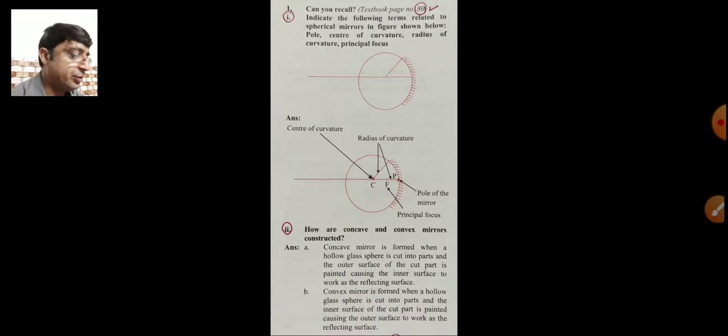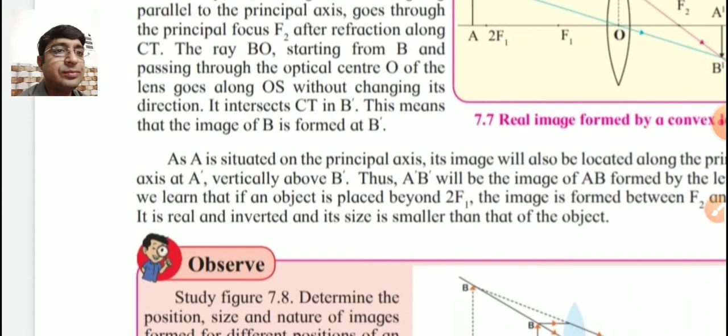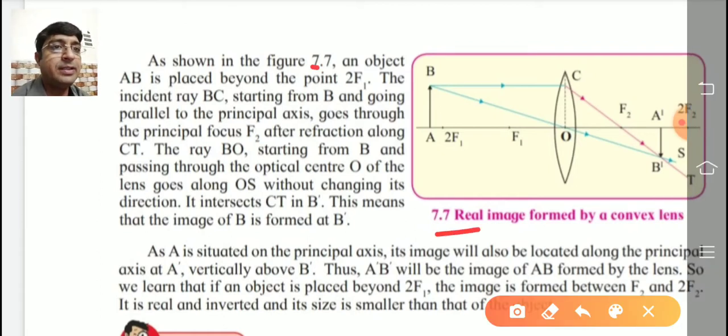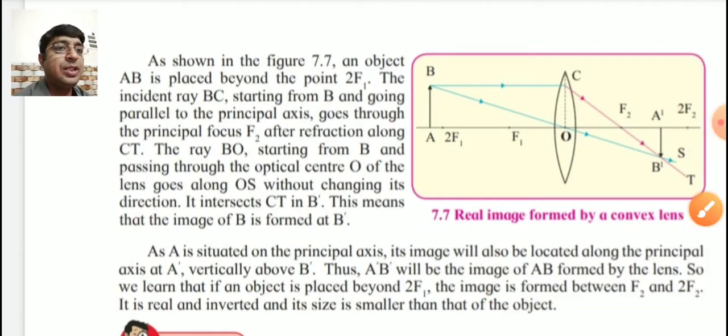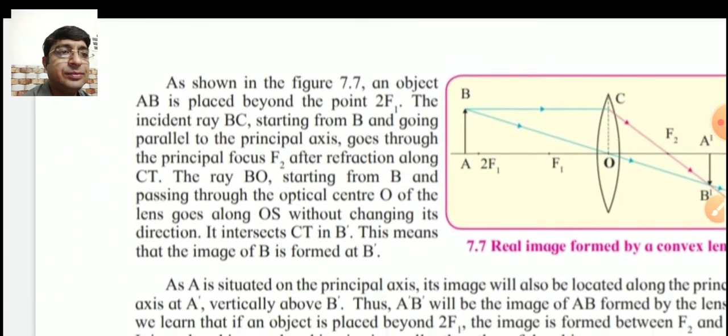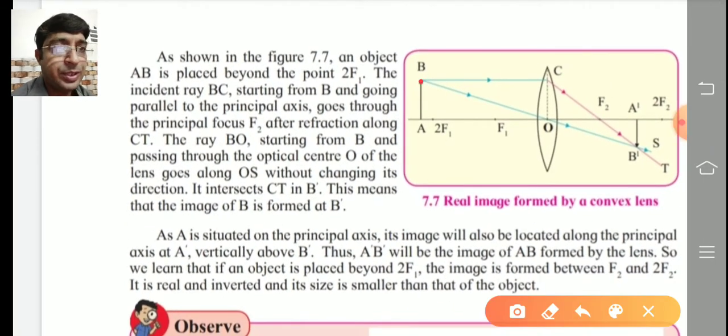Come back to page number 83 in our textbook. As shown in figure 7.7, an object AB, which you can also see in the figure, is placed beyond 2f1. Here the 2f1 point is given, so the object is beyond 2f1.